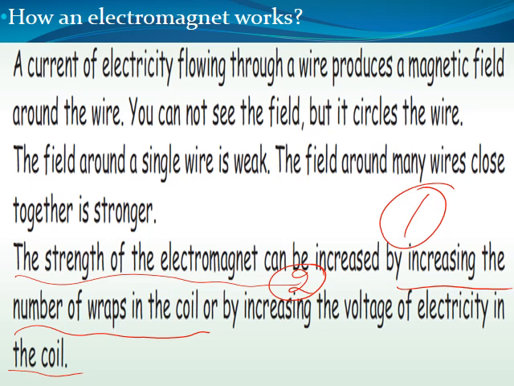So we have two ways. Number one is increasing the number of wraps. Number two is increasing the voltage. These are the two ways to increase the strength of an electromagnet. The difference between the electromagnet and the normal magnet is that the electromagnet can be turned on or off, while the normal magnet cannot be turned off. It's always on.